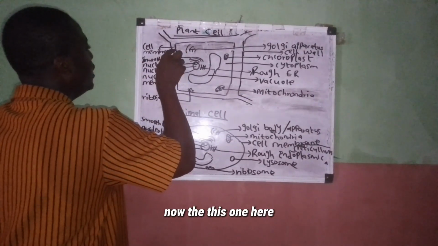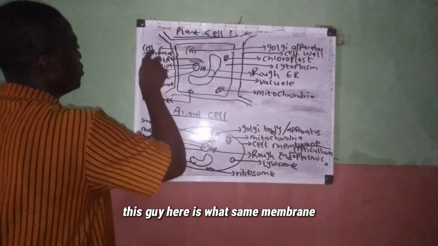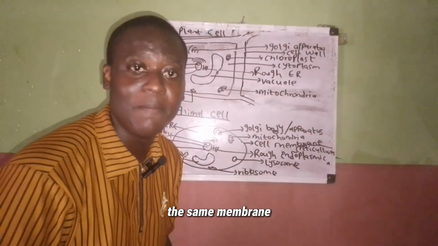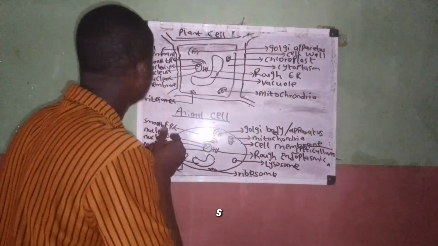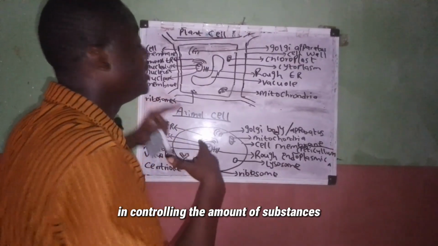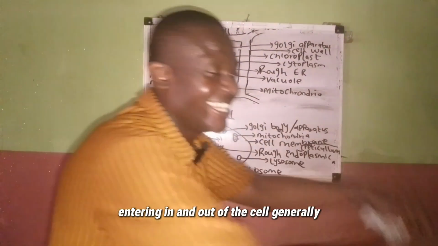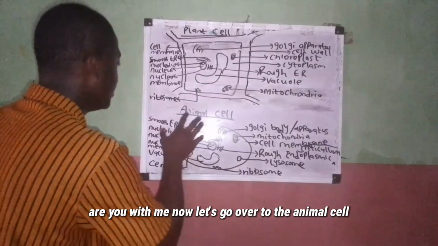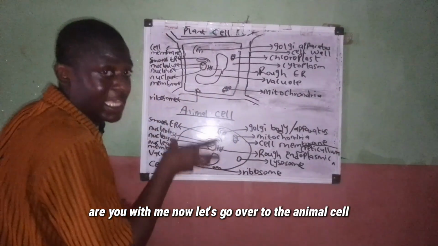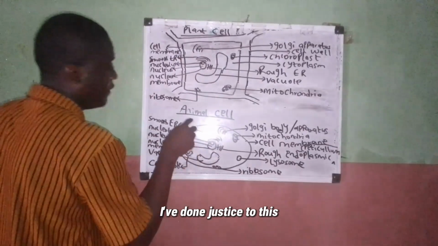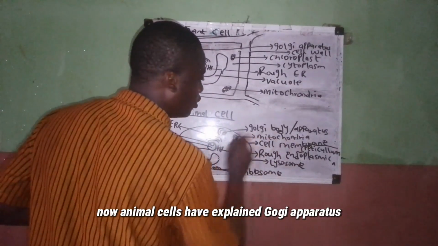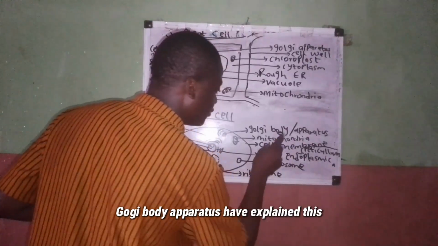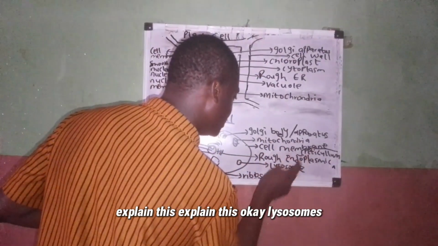Now, this one here is what? The cell membrane. The cell membrane controls the amount of substances entering in and out of the cell generally. Are you with me? Now, let's go over to the animal cell. Animal cells have the Golgi apparatus, which I have explained.